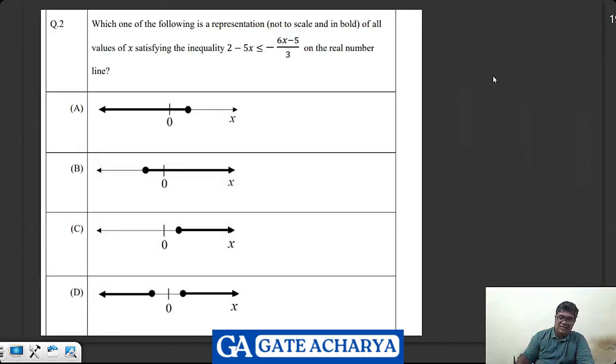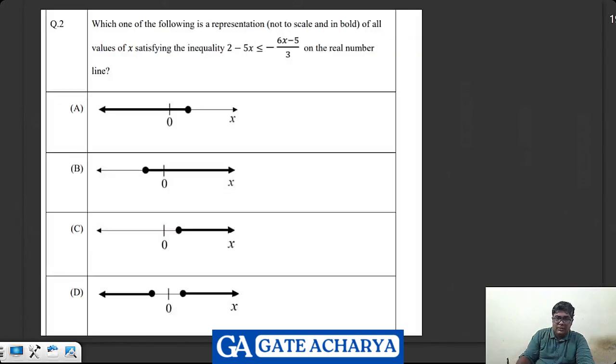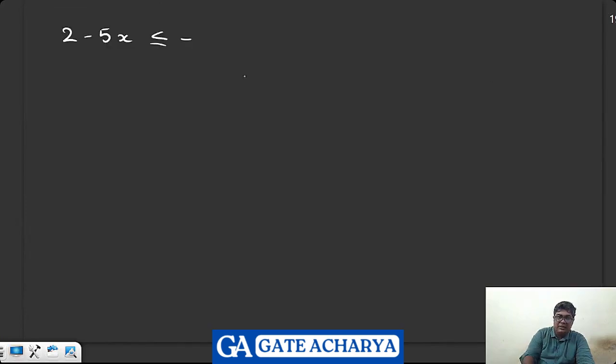So let's understand the given. What is the inequality? 2 minus 5x is less than or equal to negative of (6x minus 5) by 3. Okay, so let's split this up. 2 minus 5x is less than or equal to minus 6x divided by 3. Minus of minus will become plus, so 5 divided by 3.